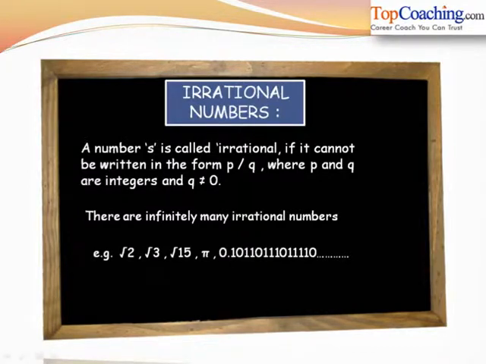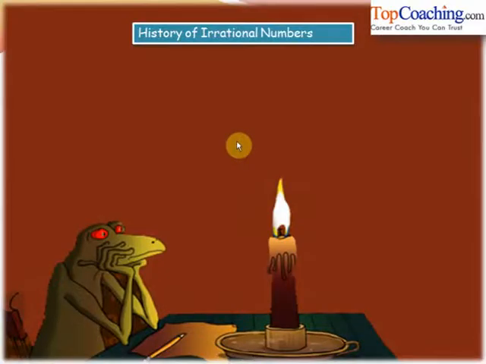Examples of irrational numbers are root 2, root 3, root 15, pi, 0.10111011101110 and so on. So these are some of the examples of irrational numbers. So any number which cannot be expressed in the form of p by q, where p and q are integers and q is not equal to 0, such numbers are known as irrational numbers. Just as rational numbers are infinite, we can have infinitely many irrational numbers, and some examples of irrational numbers are these. Let's give a brief look at the history of irrational numbers.